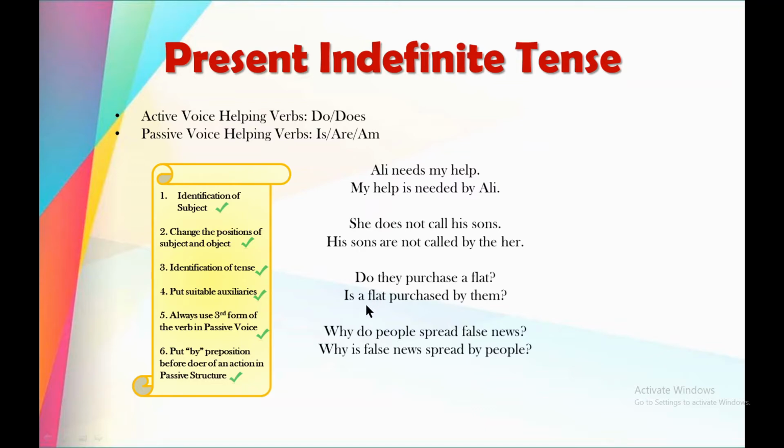So "a flat" is singular, so we have to use "is," and then put a suitable auxiliary. Instead of "do" we use is or are, according to the subject. Always use the third form of the verb. In place of "purchase" we have used "purchased." So "Is a flat purchased," and then put the preposition "by" before the doer of an action: "by them."